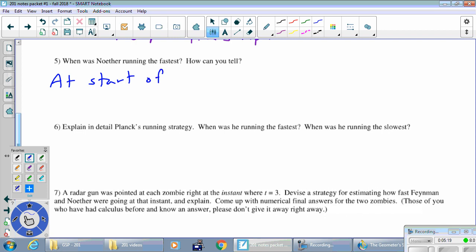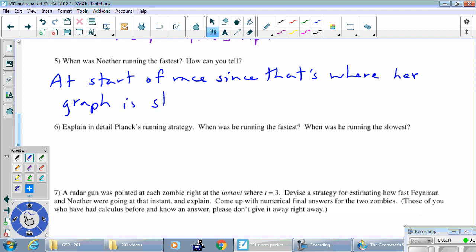At the start of the race, since that's where her graph is steepest.